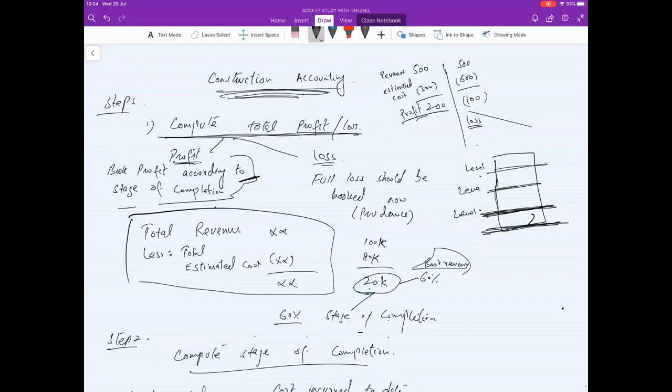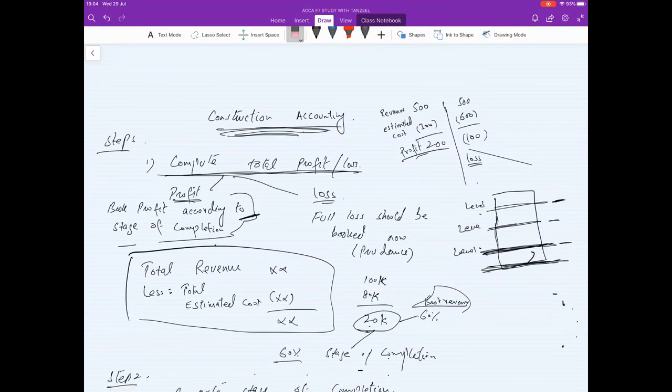So IFRS 15 will tell us how much revenue you are allowed to book at this stage, and how much you can say that you have already earned as revenue at this stage. So first thing is we will study 5 different stages in this. So the first stage is compute total profit.